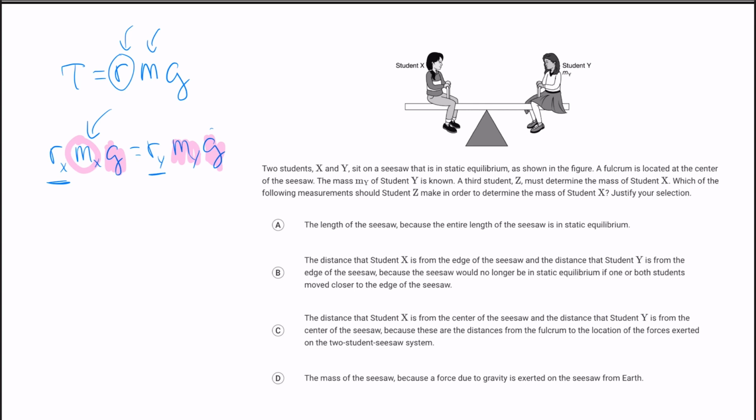So C says the distance that student X is from the center and the distance that student Y is from the center, because these are the distances from the fulcrum to the location of the forces exerted on the two-student seesaw system. Yeah, that's exactly what we're talking about here, the distance each student is from the axis of rotation. So I'm going to circle C. D just says the mass of the seesaw. That's not going to help us at all. The mass of the seesaw is not actually generating any torque. So C, and let's move on.